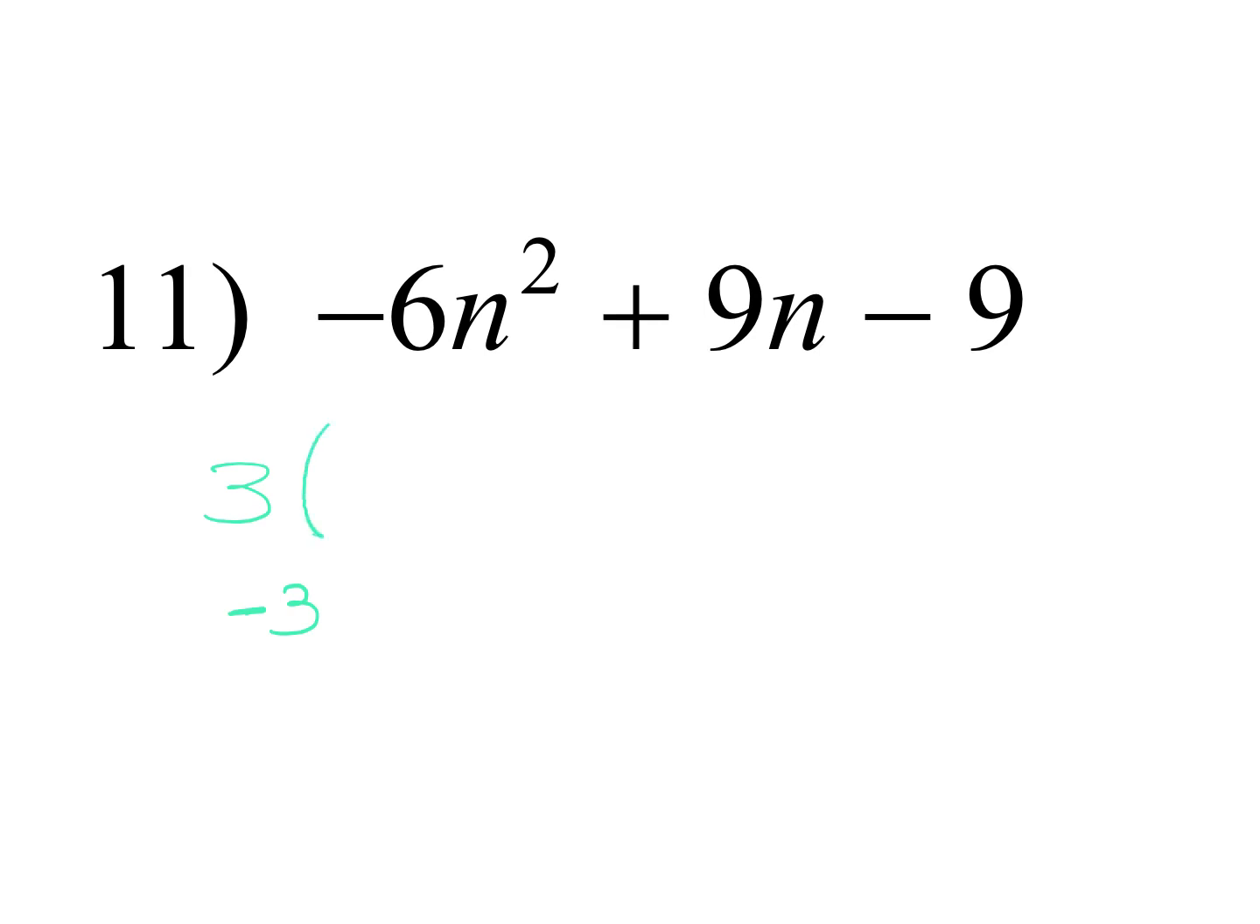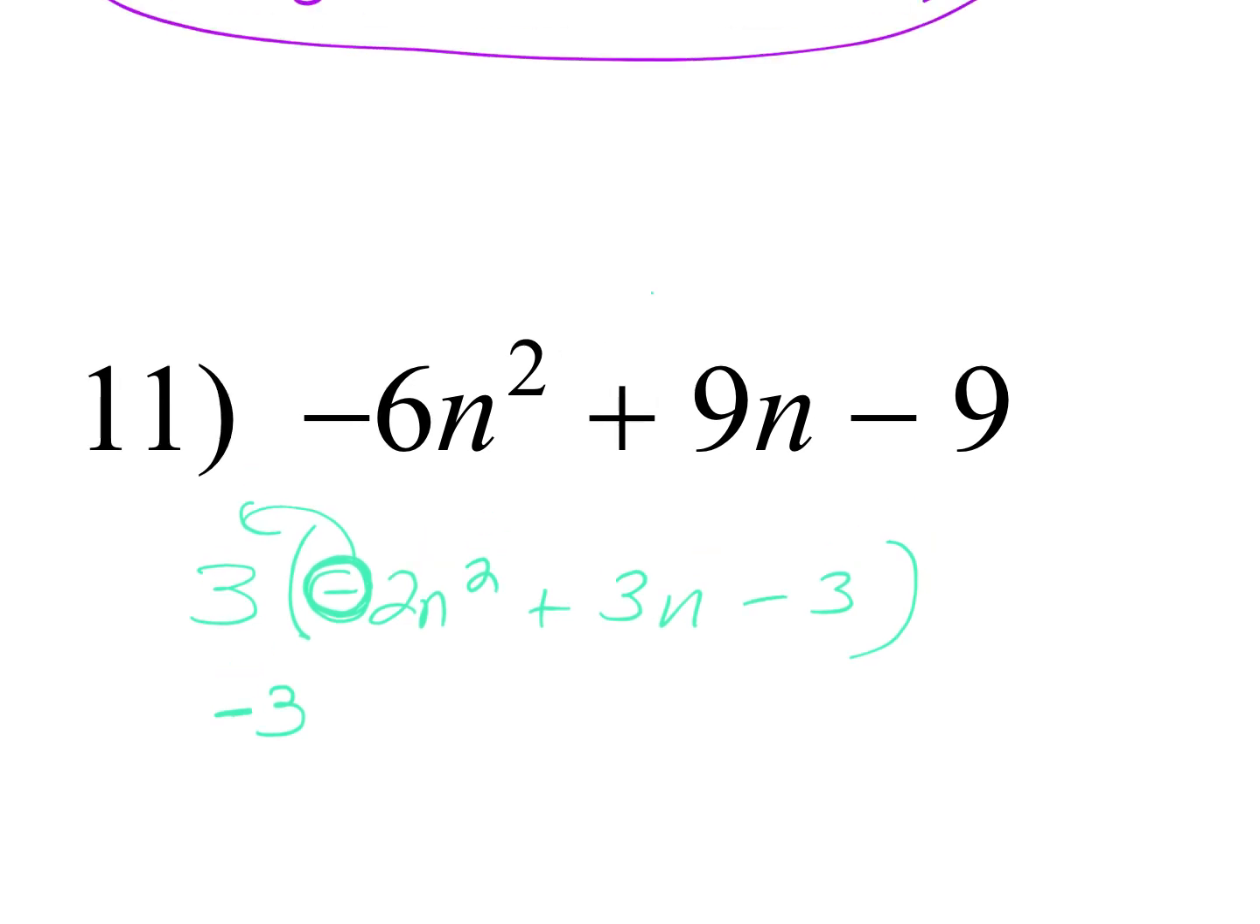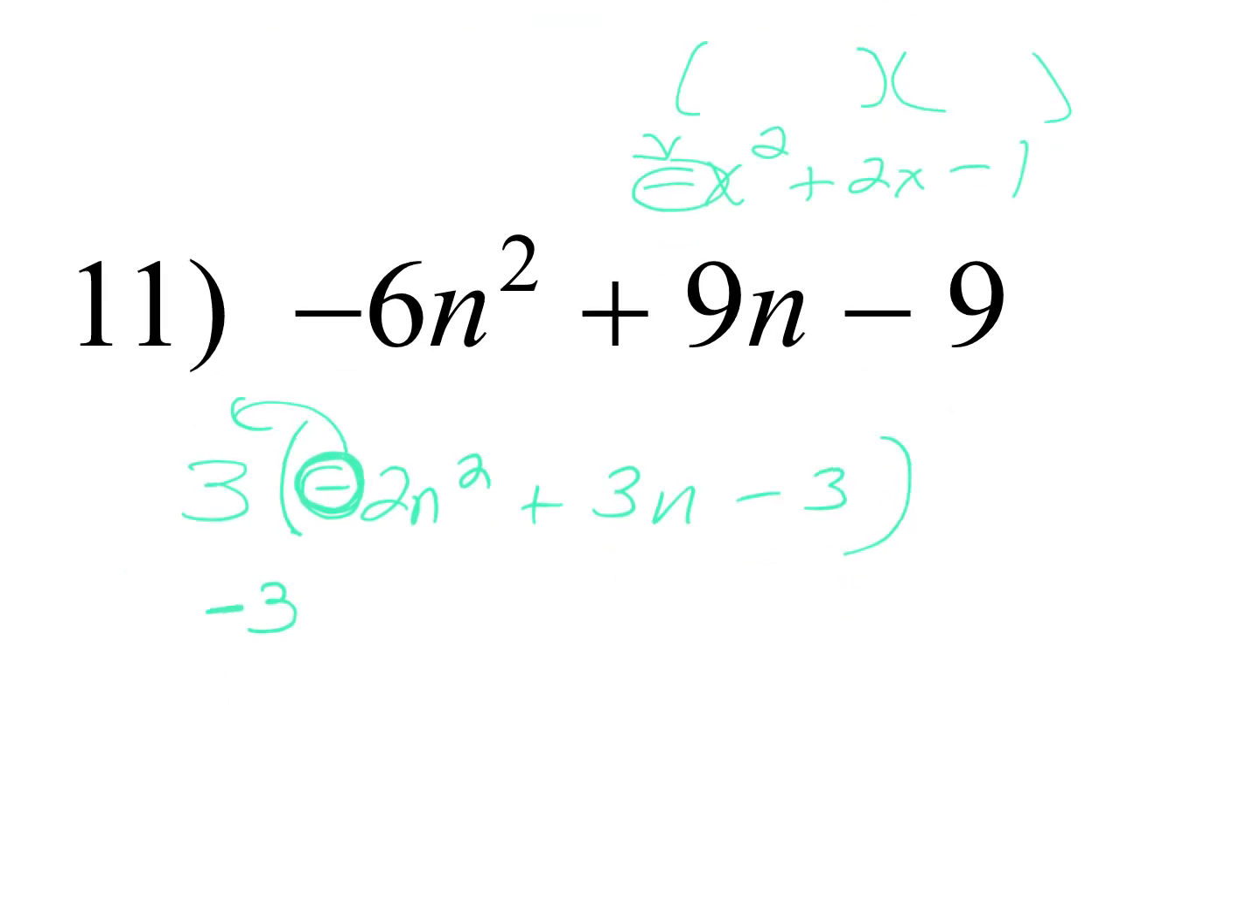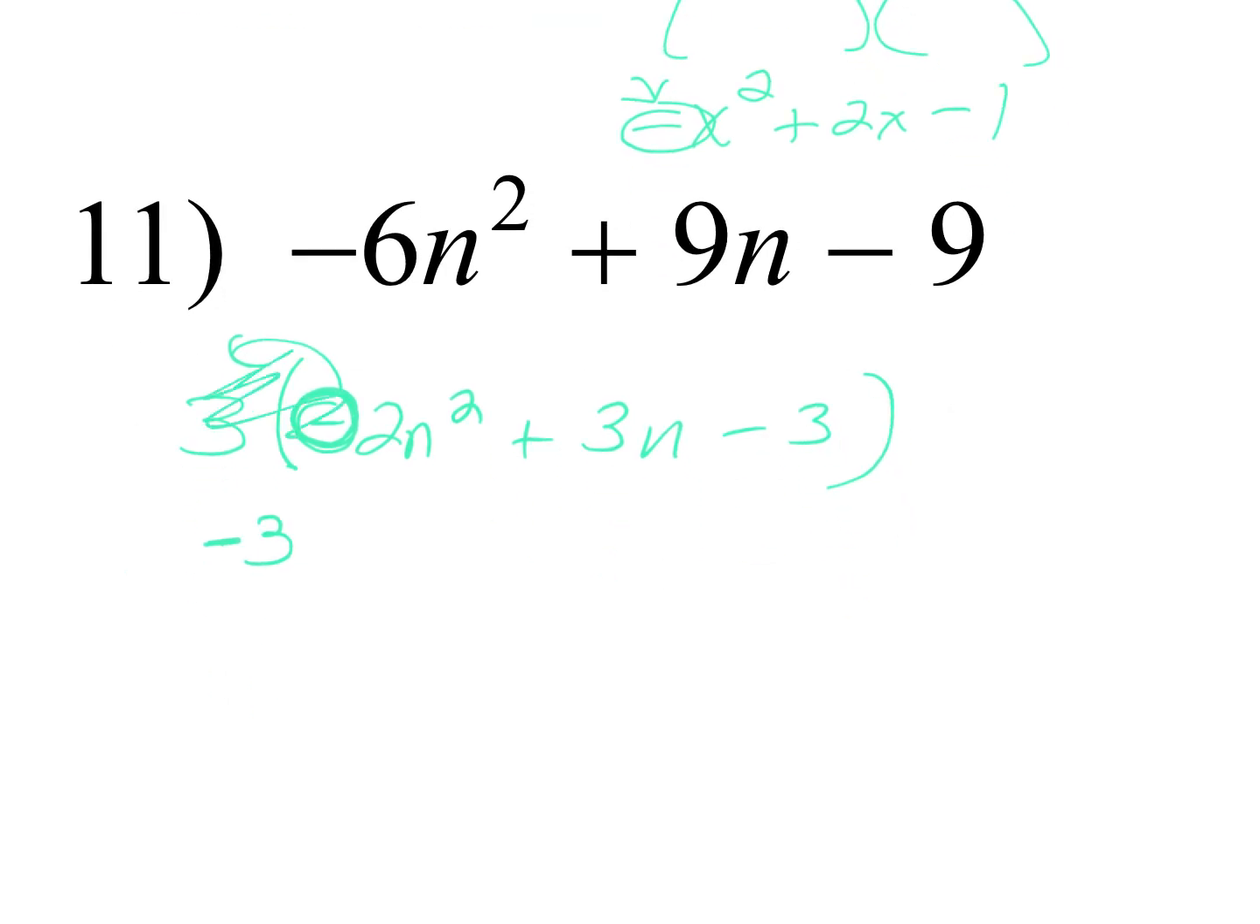If you just took out the 3 and we're left with negative 2n squared plus 3n minus 3, you'd still get points off because you still have that negative that you have to bring outside. You don't want to have a negative in front, because when we get to a question like negative x squared plus 2x minus 1, you don't want to have to factor with the 2 parentheses when there's a negative out in front. Good question, though. So we'll take out our negative 3.